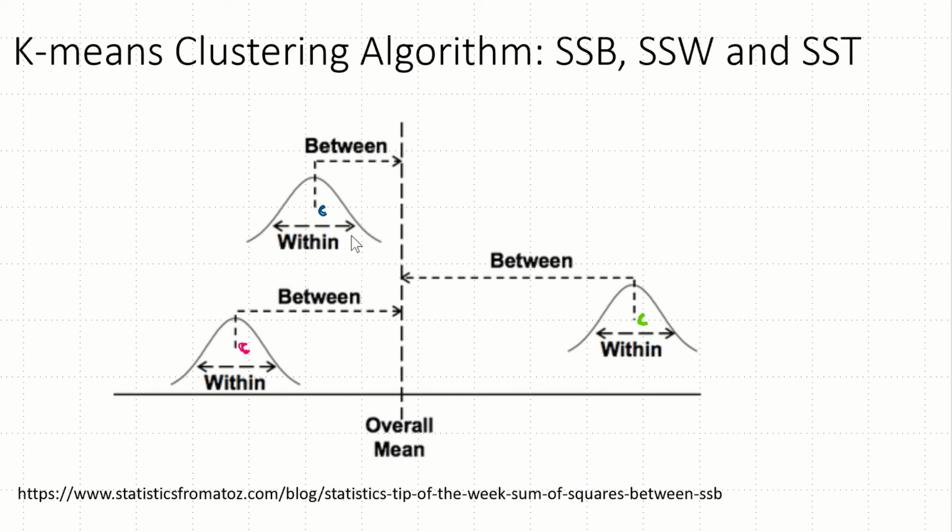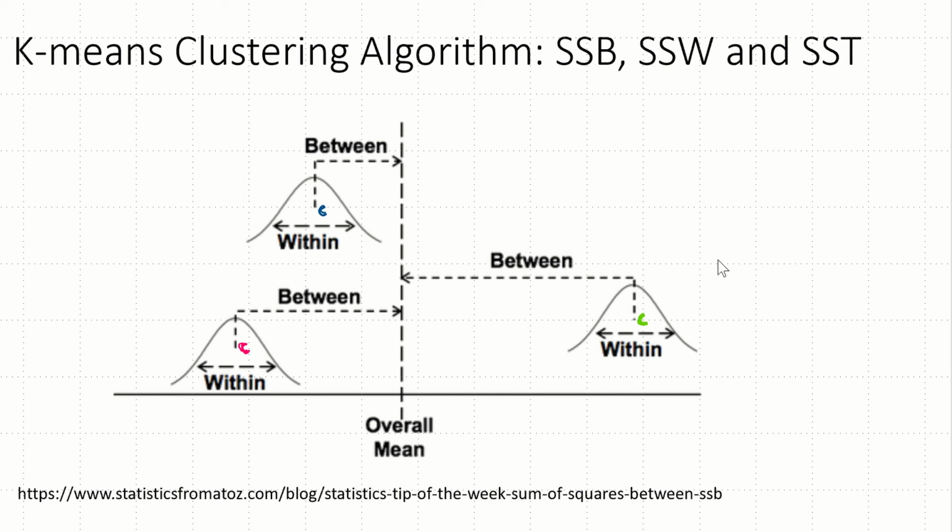SSW is a measure of the distance of the data points within all clusters, and a low value of SSW indicates that points in that cluster are close to each other, which is a feature of a good cluster. Whereas SSB is a measure of the distance between clusters. A high value of SSB indicates that the data points in different clusters are distant, again indicating a good clustering mechanism.